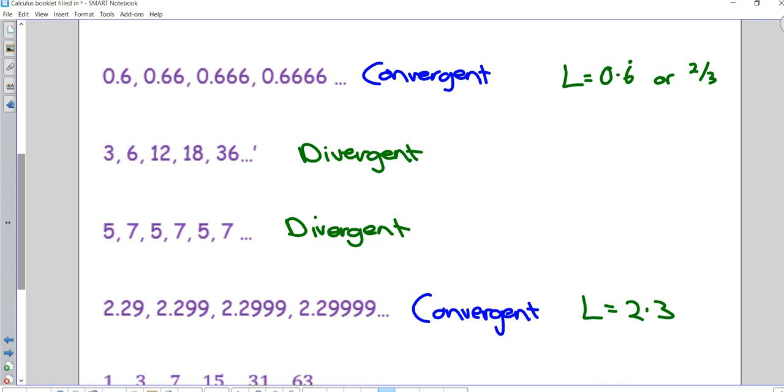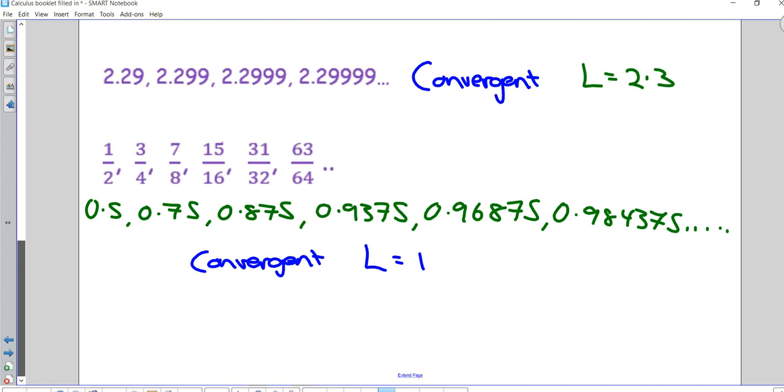It was 2.29. Oh, this one could round to 2.3. Yeah, theoretically, a bit weird. But again, these are the kind of calculus questions you'll be asked. It's more just the theory behind it.